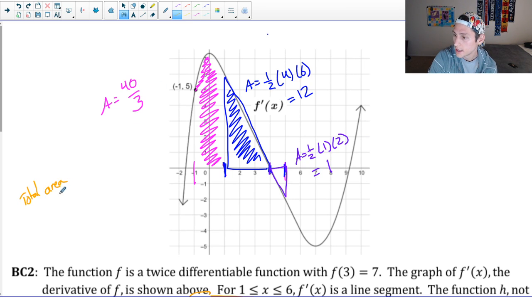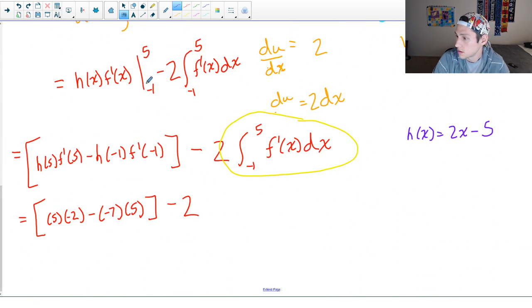So my total area under the curve from, and actually more specifically, that's not positive 1, that's negative 1, since this triangle is underneath the x-axis. All right, so my total area is 40/3, that's the pink part that we were already told from the beginning, plus 12, this blue triangle, and then minus 1, that purple triangle down there. Minus because it's below the x-axis. All right, and that takes the range we wanted from negative 1 to positive 5.